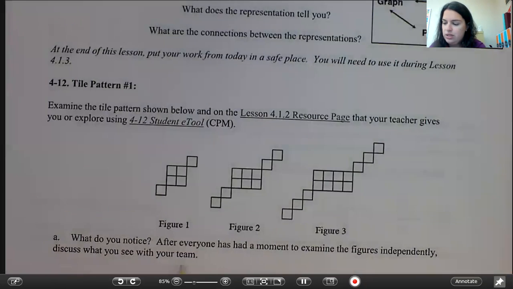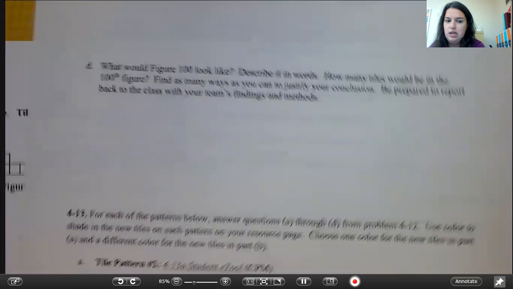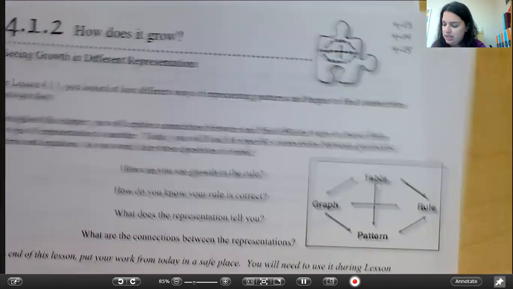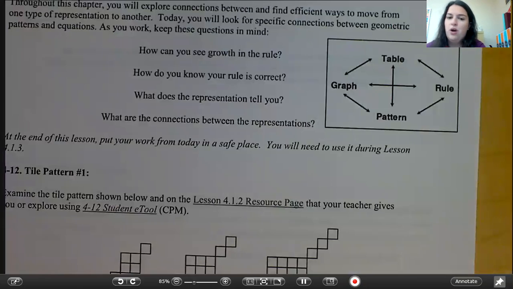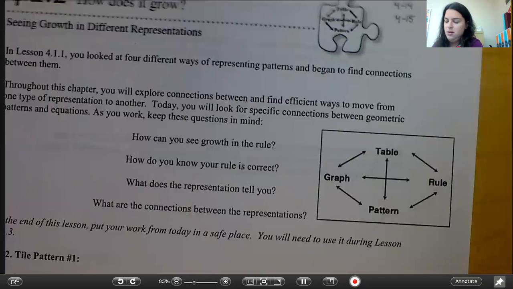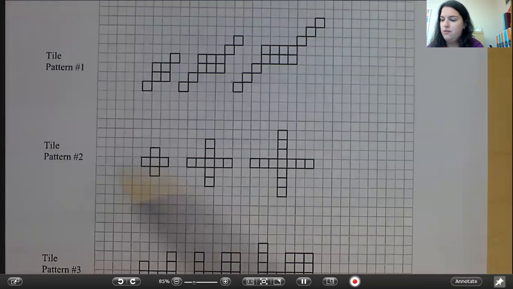A says, what do you notice? After everyone had a moment to examine the figures independently, discuss what you see with your team. So you have to answer questions A through D. So for 4.1.3, tile pattern A, you'll answer question A from 4.1.2. Part B says, sketch the next figure in the sequence, figure 4, on your resource page. Sketch figure 0, which is the figure that comes before figure 1. So now you'll take out your resource page, and you are on tile pattern 2. So on your resource page, tile pattern 2, you're going to sketch figure 0 and figure 4.